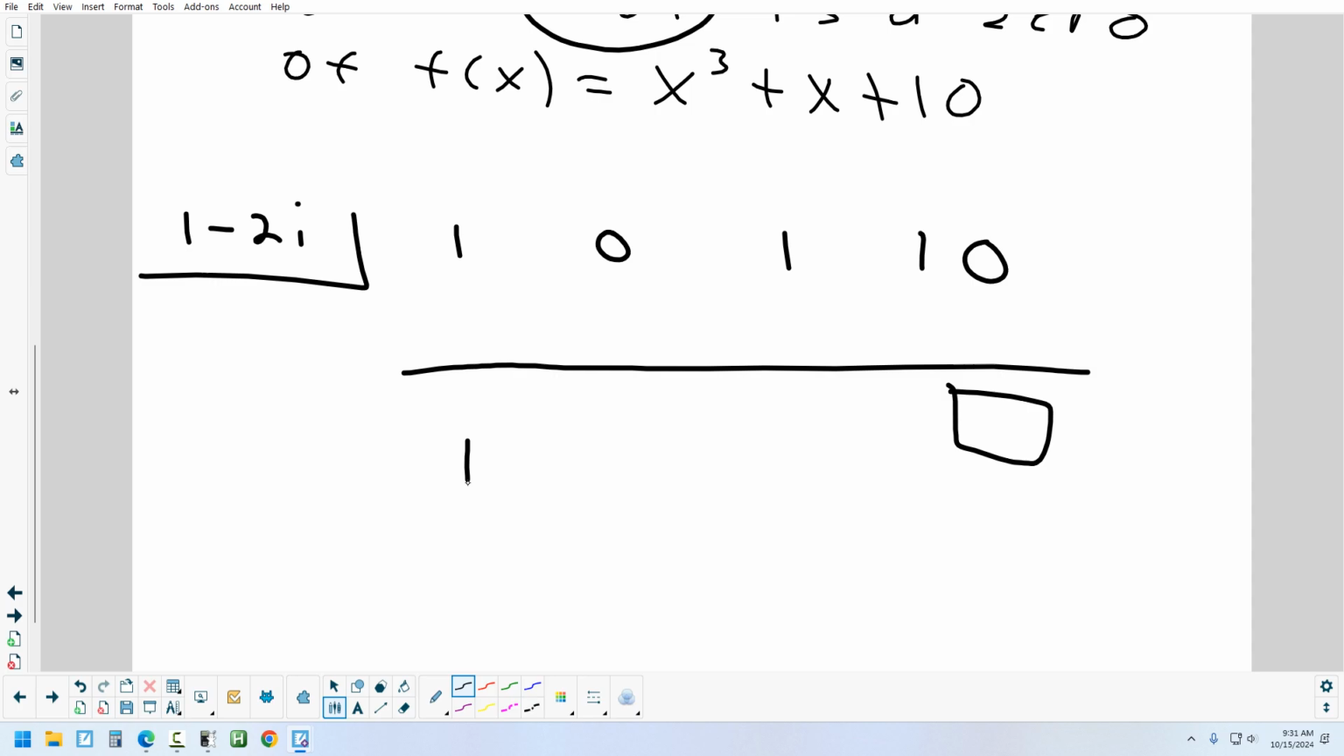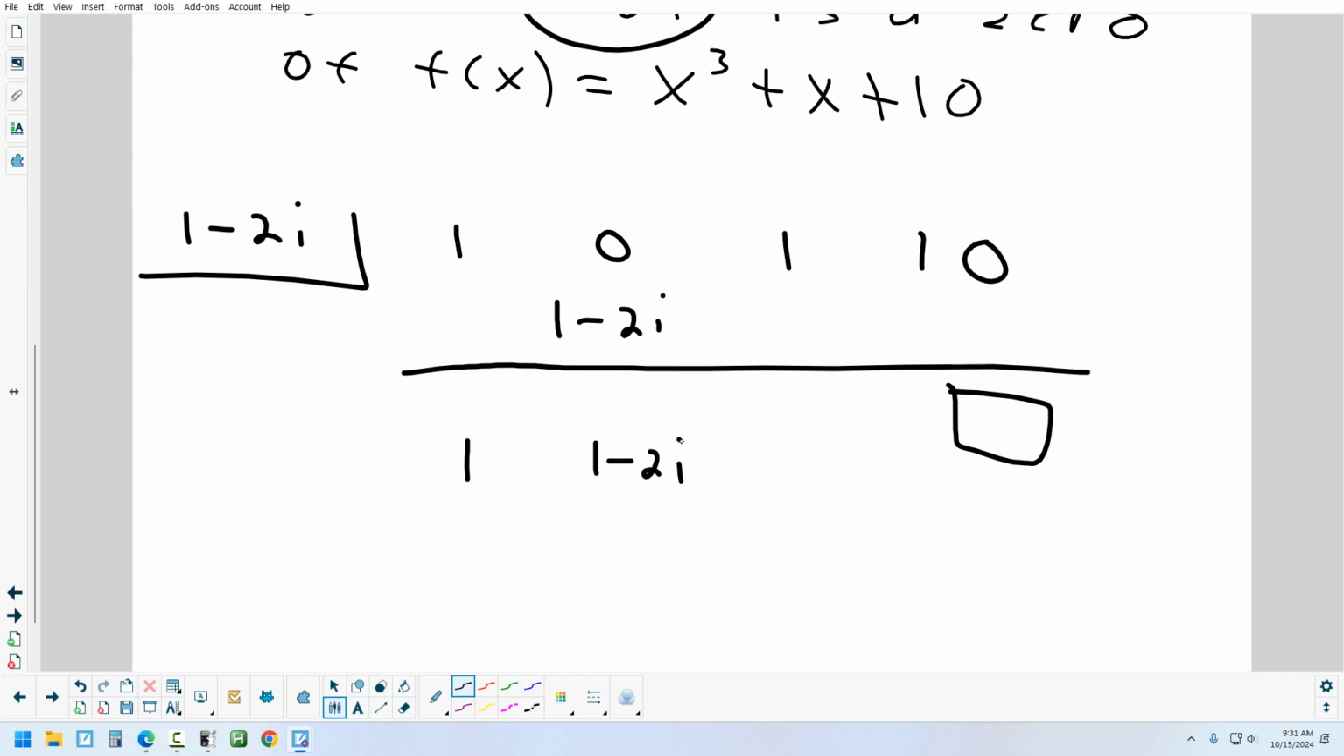And now you multiply that by what's on the outside, but it's distributive. So 1 times the 1, and 1 times the negative 2i. Well, in this case, you're just distributing 1. So we get 1 minus 2i. Now we're going to add that column up. What do you get when you add what's in that column? Minus 2i. That's part of it. Or 1 minus 2i. 1 minus 2i.